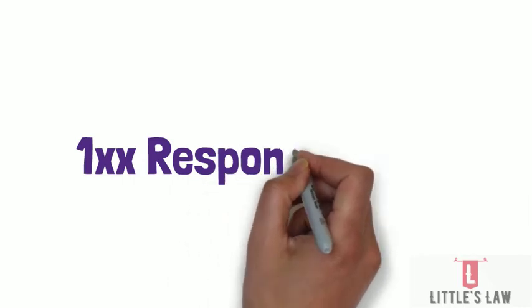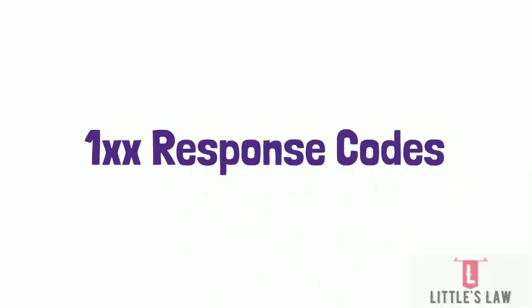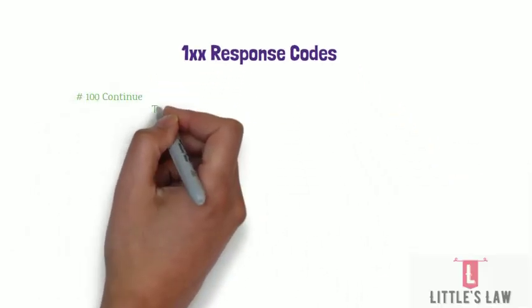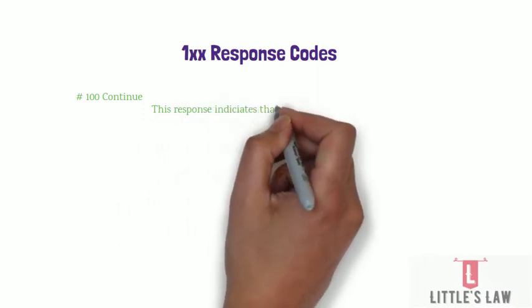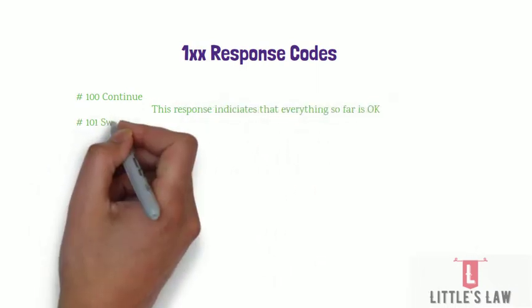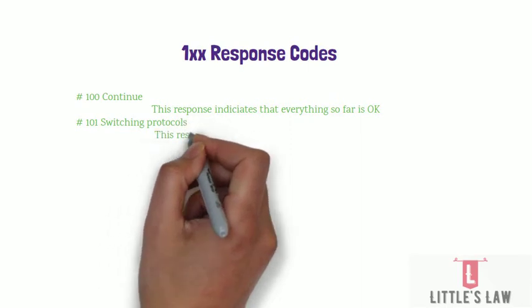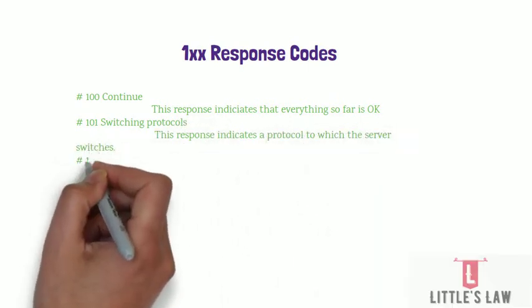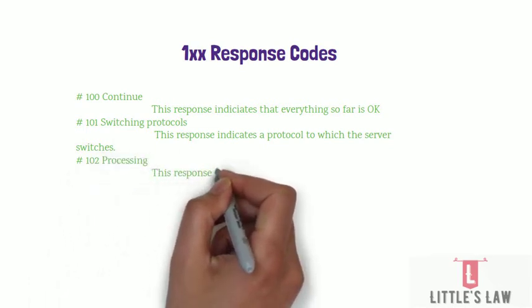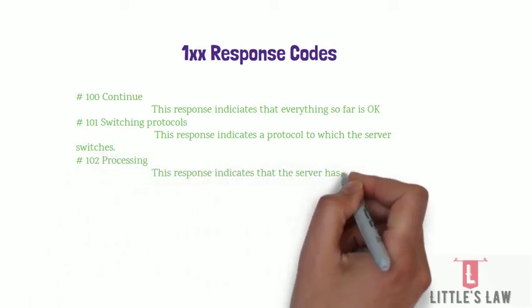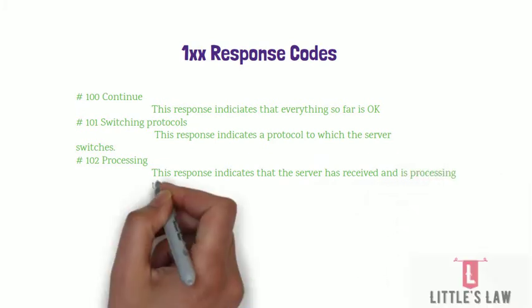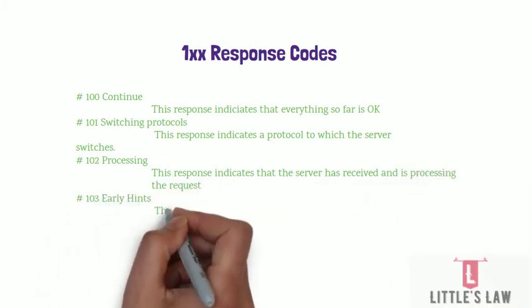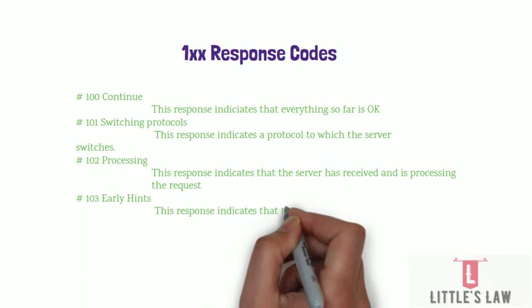Next, we saw the 1XX informational responses, which include 100 Continue, which indicates that everything so far is okay. Then 101 Switching Protocols. Thirdly, we saw the 102 Processing response. And finally, in the 1XX, we saw 103 Early Hints.